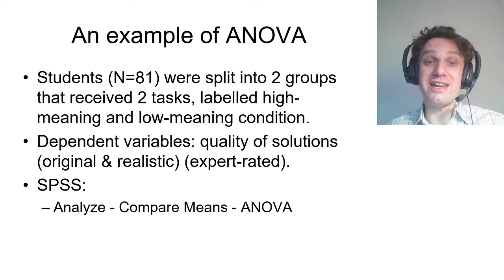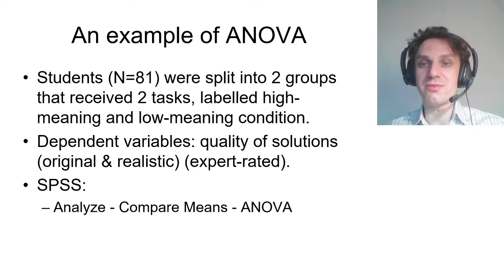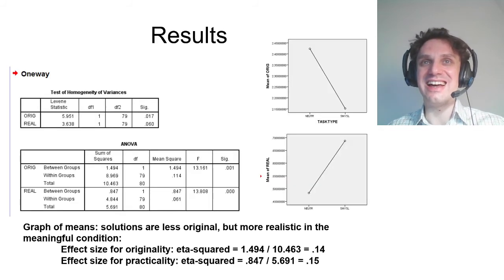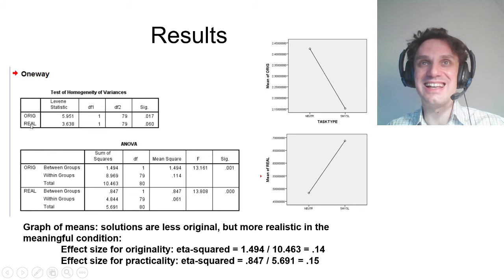So this is one-way ANOVA for independent samples. And just as another example, this comes from our paper with Anna Malutina and Natalia Koshleva, where we had students who were given a creative task, and we had 2 experimental conditions, high meaning condition and low meaning condition. And for each solution, we had an estimate of how original it is and how realistic it is.